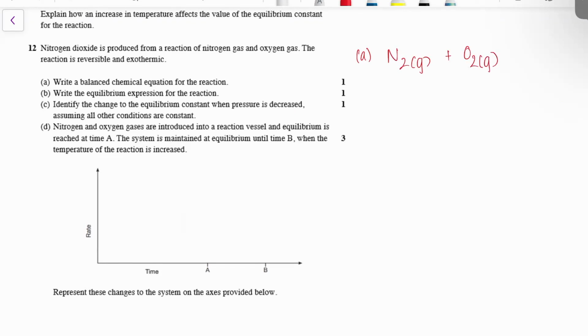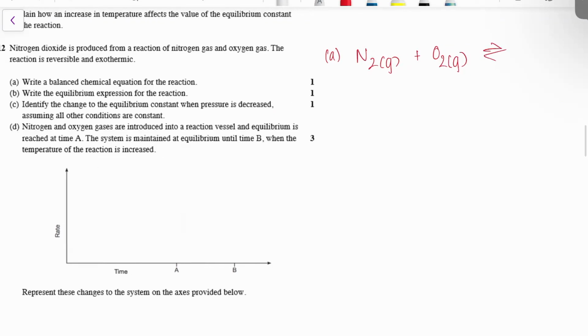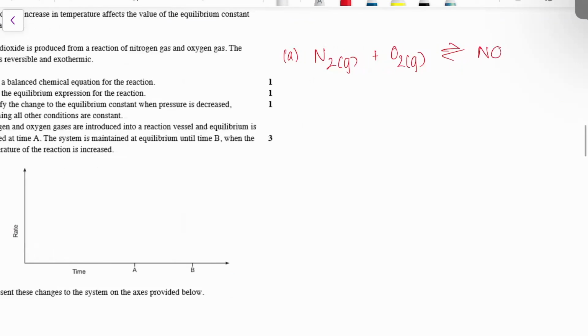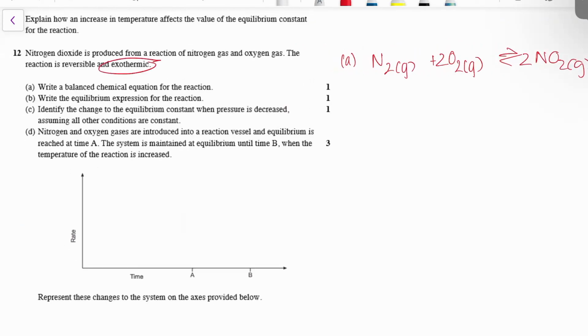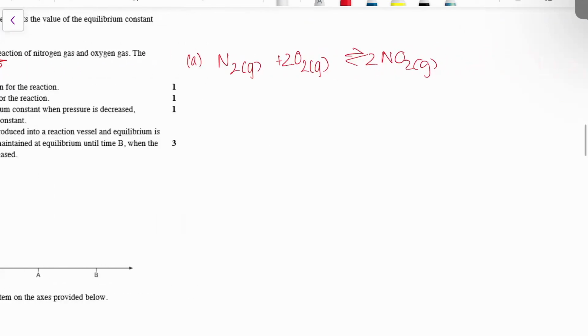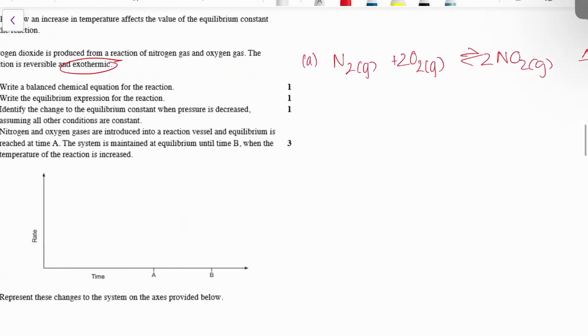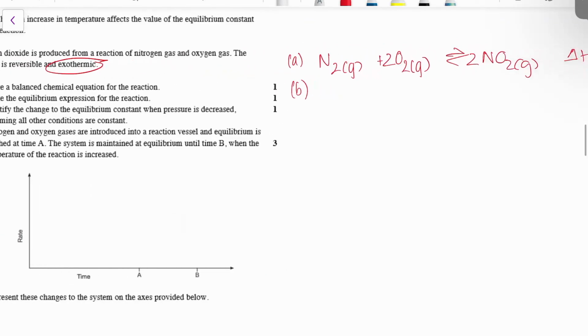They told you that it's reversible, so use a double arrow. What's the formula for nitrogen dioxide? NO2(g). And they told me to balance it. How do I balance this? 2 in front of NO2, and then 2 in front of O2. Yes. That's pretty much it, but they also told me it's exothermic, so I'm going to add a little bit of extra detail and say delta H is less than 0.